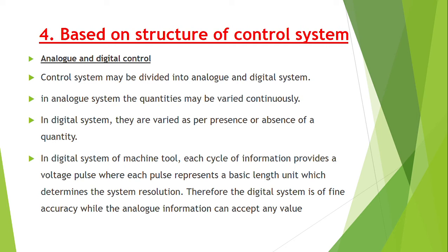The type of control, digital or analog, is determined by the type of information appearing at the control loop input. When sequences of pulses are applied to a control loop, the control is digital, and if the input is continuously variable, the control is analog.